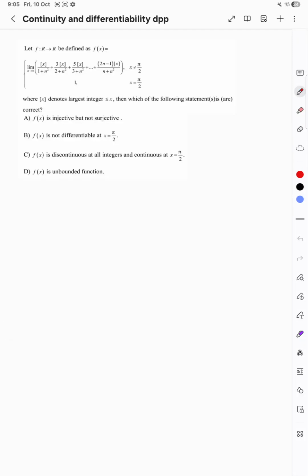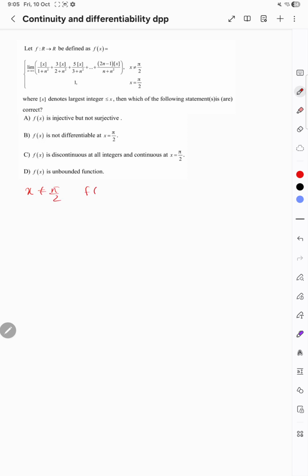There is a question from the continuity chapter. This question uses the concept from the sandwich theorem. So let us read the question. Let f from R to R be defined as f of x equal to a limit, where x is not equal to pi by 2, and 1 when x is equal to pi by 2.